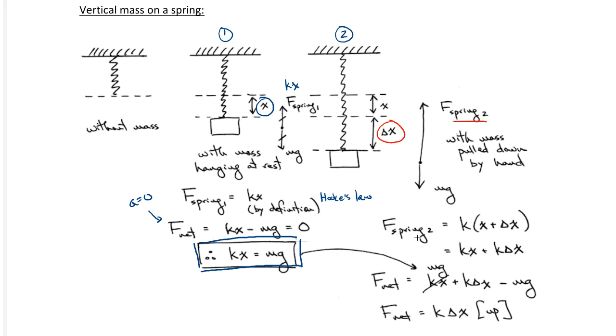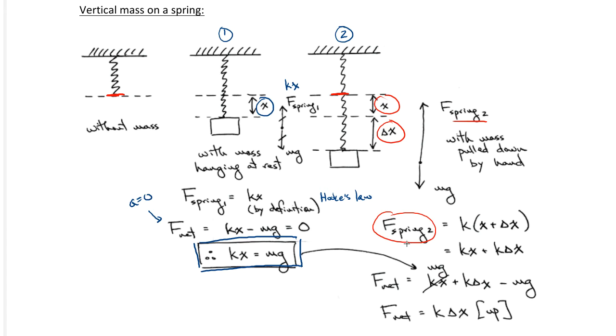So what's the new spring force equal to? Well, it's going to be equal to the same spring constant as before, multiplied by the total displacement from equilibrium. Remember, the initial equilibrium position was up here. So now it's been displaced by x plus this new delta x. And multiplying through, I get kx plus k delta x. So that's the new spring force in this second case.